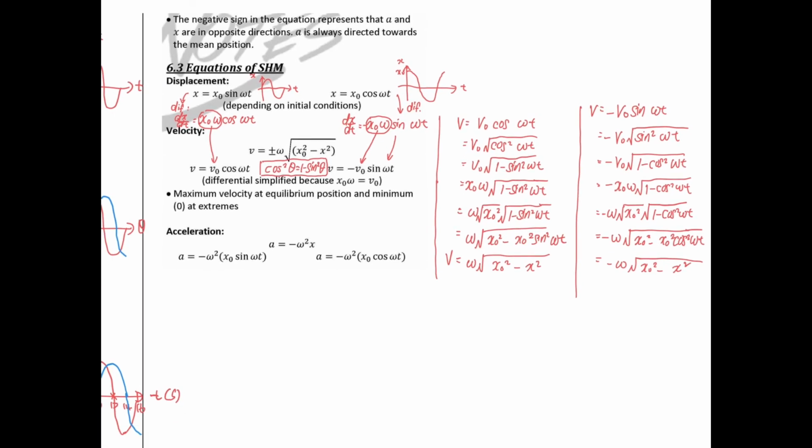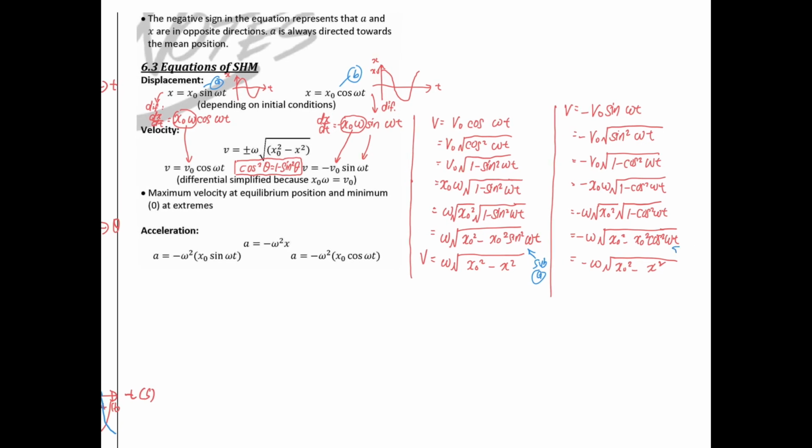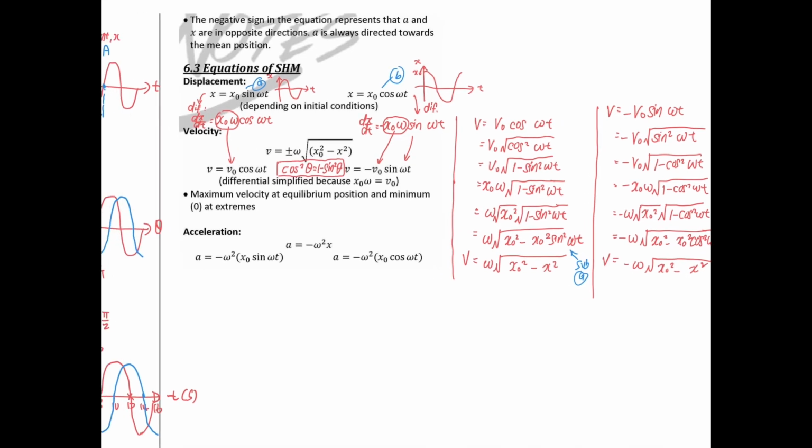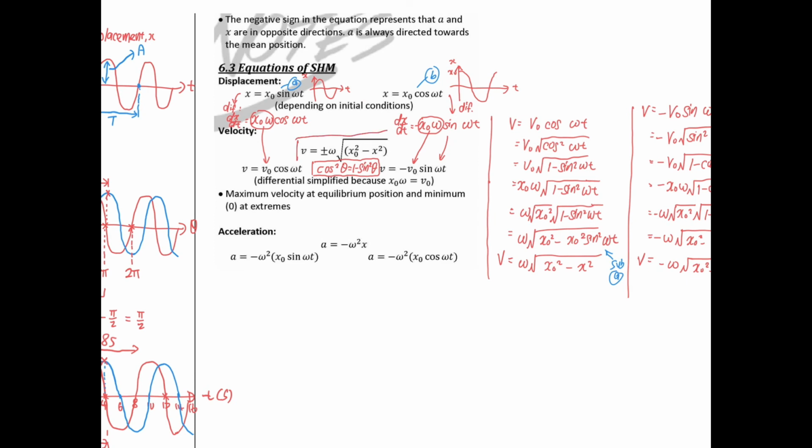Just for remark, let's say I call this equation A and this one equation B. This is where I substitute A, and this is where I substitute B. So v equal to omega square root of this, or v equal to negative omega square root of that. That's why you have this formula in the middle here. So it is the differentiation and simplification.